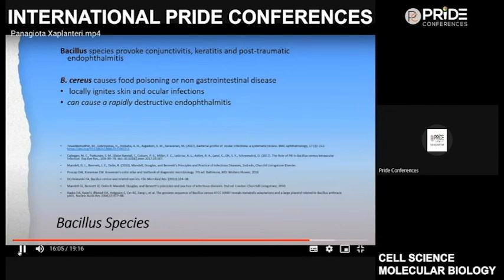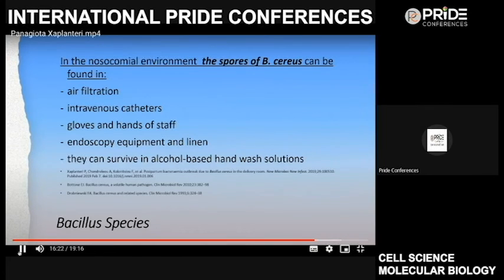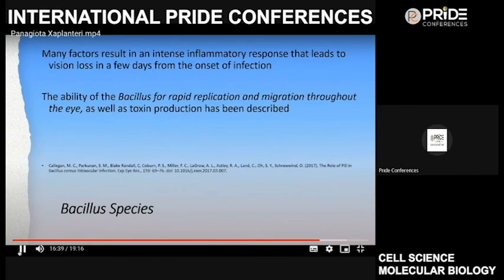Bacterial species provoke conjunctivitis, keratitis, and post-traumatic endophthalmitis. Bacillus causes food poisoning and gastrointestinal disease. It also causes skin and ocular infections and rapidly destructive endophthalmitis. In the nosocomial environment, the spores of Bacillus can be found in penetrating devices, intravenous catheters, gloves and hands of the staff, endoscopy equipment and linen, and can survive in alcohol-based hand wash solution.